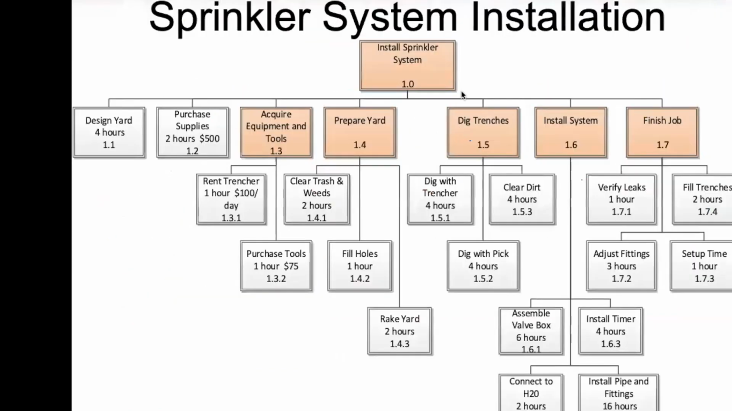The project is installing the sprinkler system in my backyard. This is the WBS. I have to design the yard, which takes 4 hours, and that's activity 1.1. I have to purchase supplies, acquire equipment, rent a trencher, and also purchase tools. Another subproject is preparing the yard: I have to clear the trash and weeds, fill holes and rake the yard. And then I have to dig the trenches, and you can see the numbers, right?